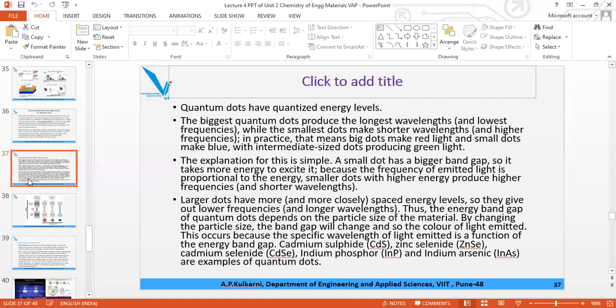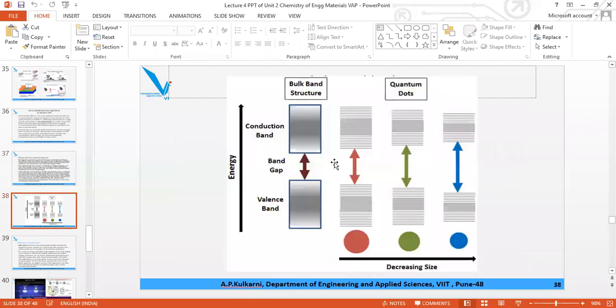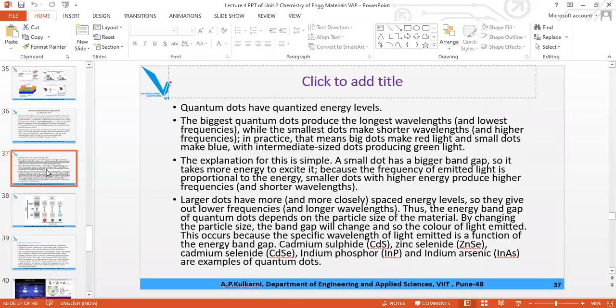The explanation for that is very simple. Bigger band gap takes more energy to excite the electron, because the frequency of emitted light is proportional to energy. We can see the band gap here: smallest, moderate, and highest. So here the explanation is given why it is so.